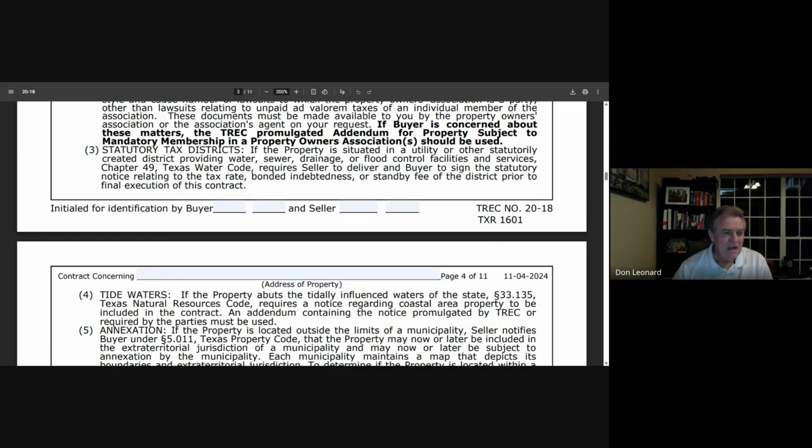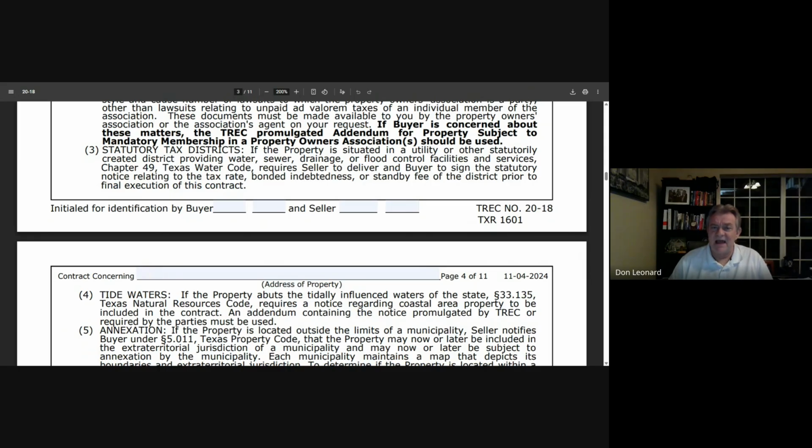Okay. Section 3, statutory tax districts. This is water districts, MUDs in particular, probably in this area more than anything else. We're in a unique position here in the Houston area, where water districts are typically municipal utility districts. Try explaining to somebody who's just moving into town that they get their fresh water through something called a MUD. But outside of the Houston area, water districts are very uncommon. They're very common here, but very uncommon in other parts of the state.